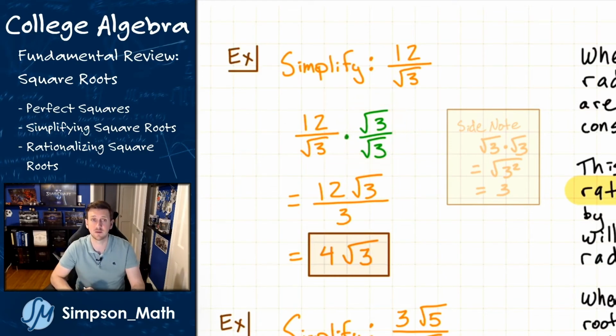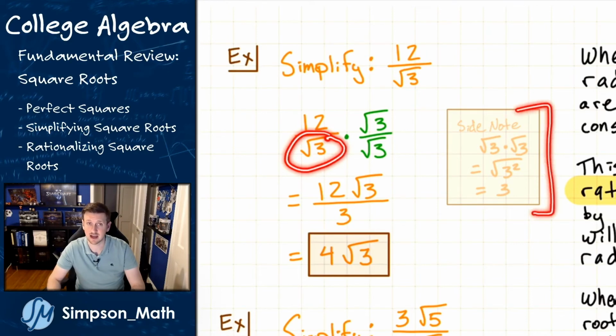So I'm going to multiply by fancy 1. Now, why did I pick square root of 3 over square root of 3? I'm going to multiply by something so that my denominator no longer has a square root in it. Since I just have this single square root in the denominator, if I multiply square root of 3 times square root of 3 times itself, I'll be left with just 3.